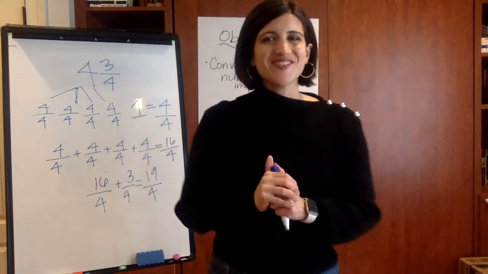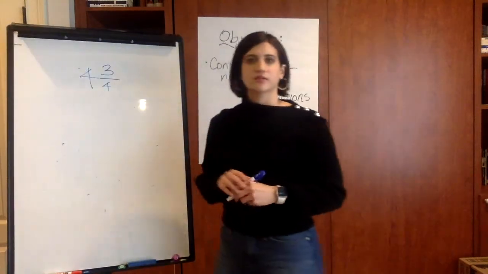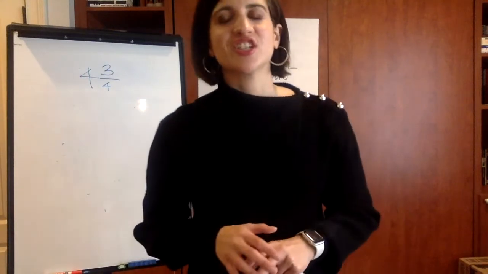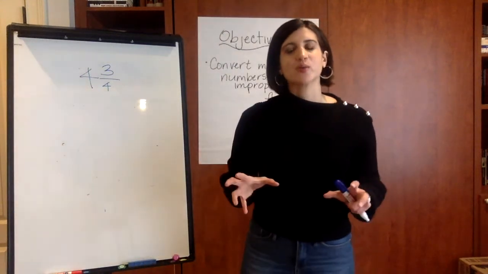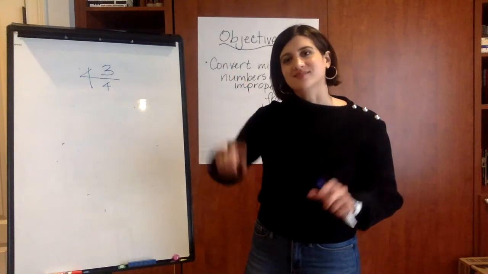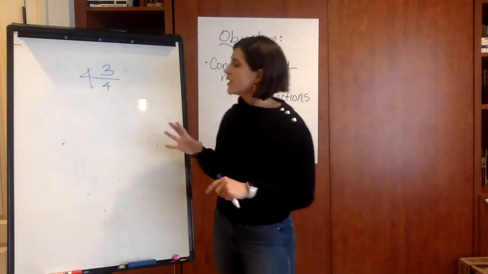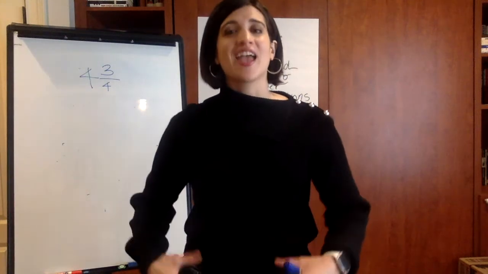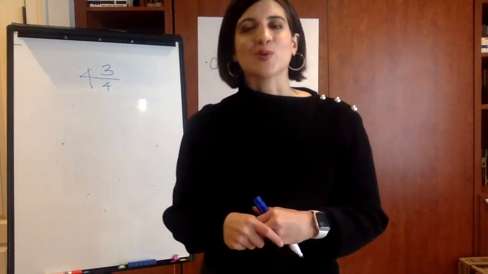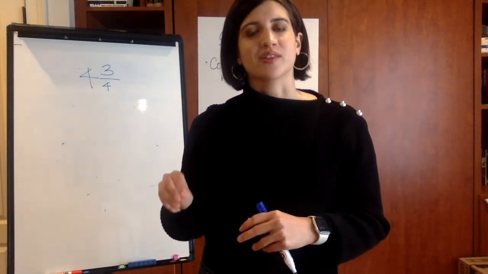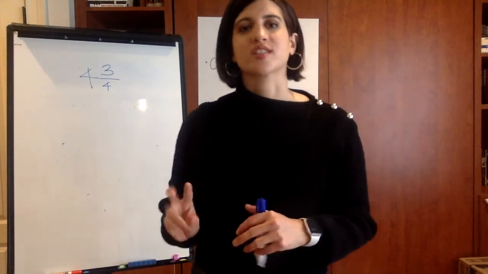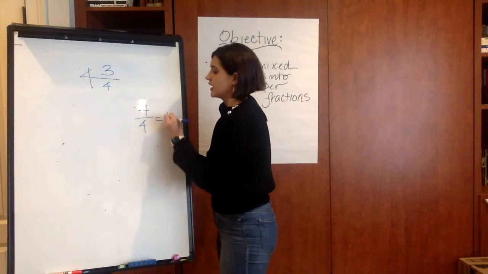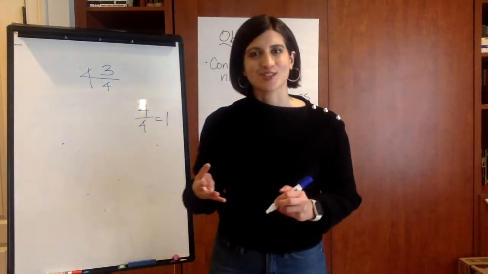Let's do a third and final strategy. My third and final strategy is related to the second one I used, but with a twist. So let's go back to it. I have 4 3/4. I know my denominator is 4, and a fraction equals 1 when the numerator and denominator are the same. Therefore, 4/4 equals 1. I also know that I have 4 wholes.